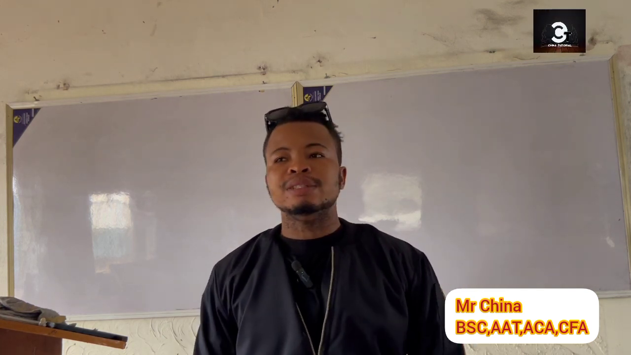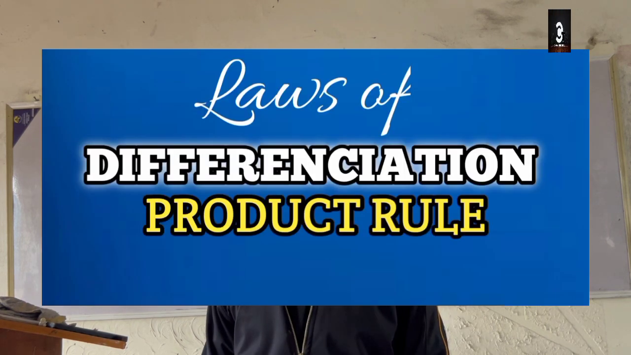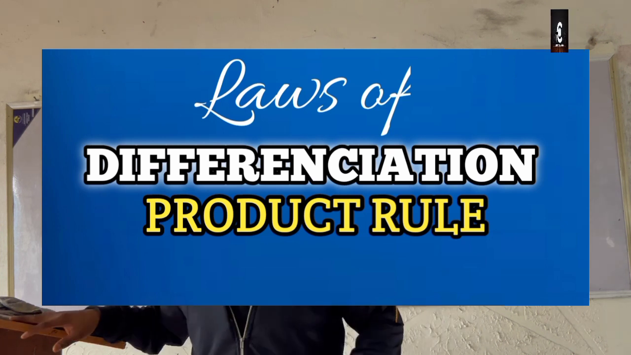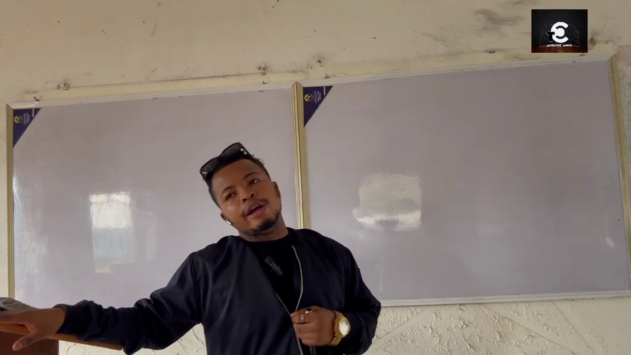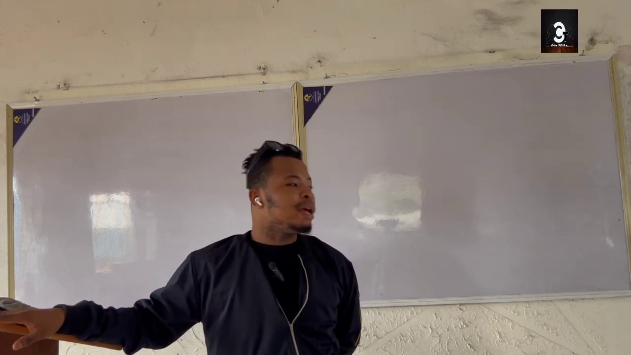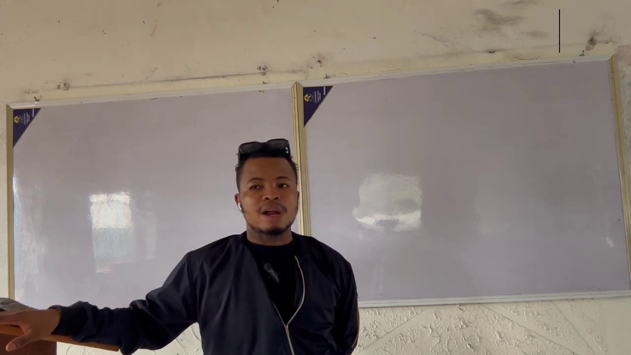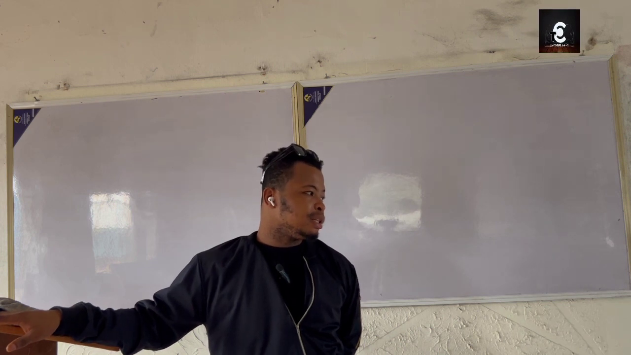Today we'll be looking at the laws of differentiation. Remember, I've taken time to explain that differentiation is the change in one variable with respect to another. I've explained the general method of differentiation using various questions. Now we can actually look at the laws of differentiation.